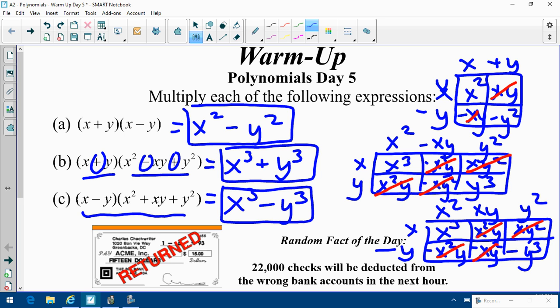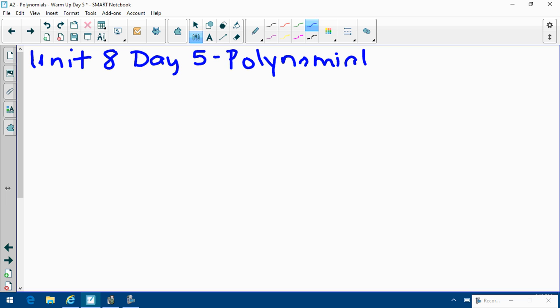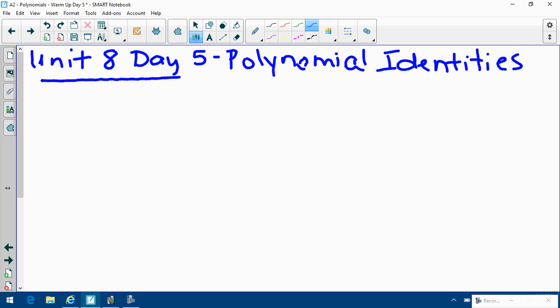So I'm going to switch over to a blank sheet of paper now and do the notes. It might help to have your calculator out too, so if you got your calculator, grab that. And you can label this Unit 8, Day 5. And this is called Polynomial Identities. Okay, sorry for the handwriting. It's not going to be as nice looking as usual. I'm writing with my finger on the laptop here.